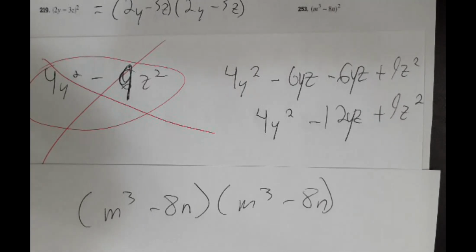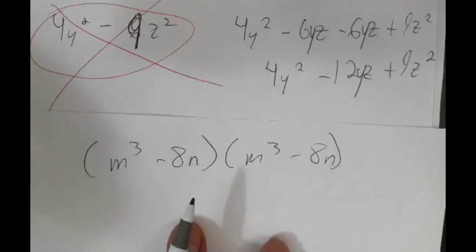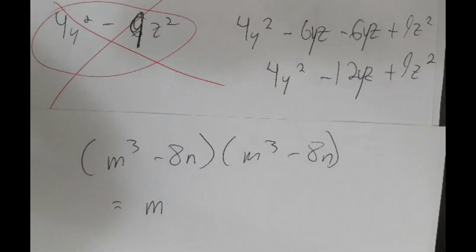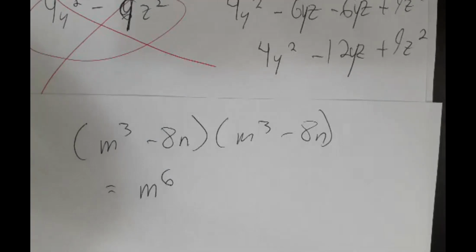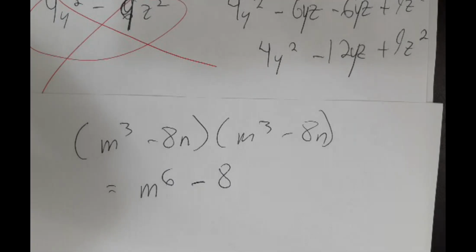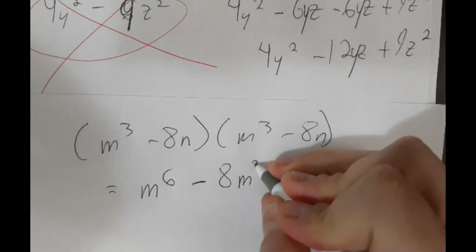So write this thing out. So what's the first thing I should have here? So m to the 6th. Yeah, m to the 6. And the next thing looks like what? Minus. Ooh, there's an 8 there. Minus 8 n m cubed, right? Cubed n.